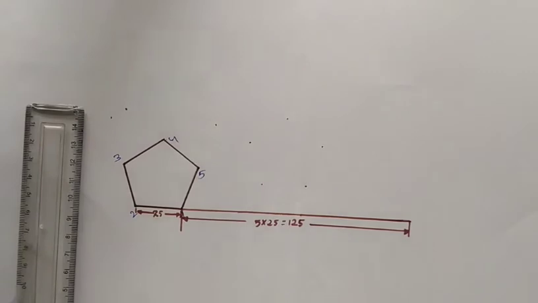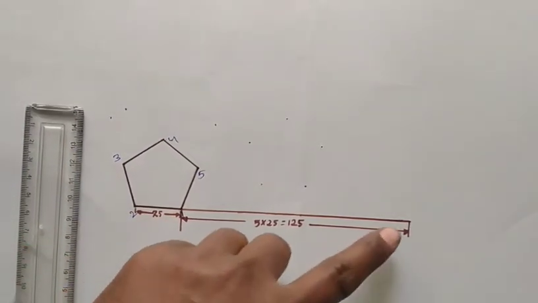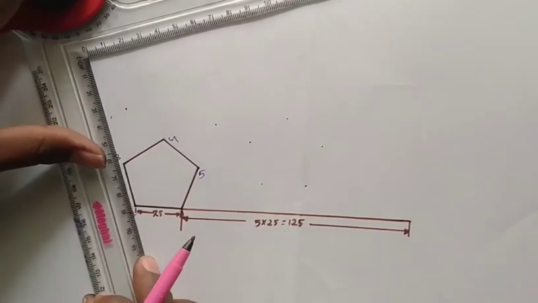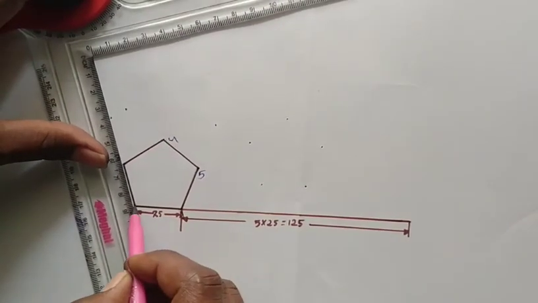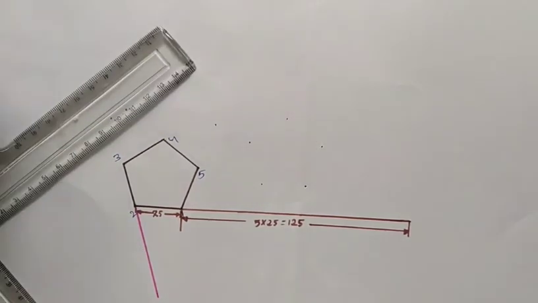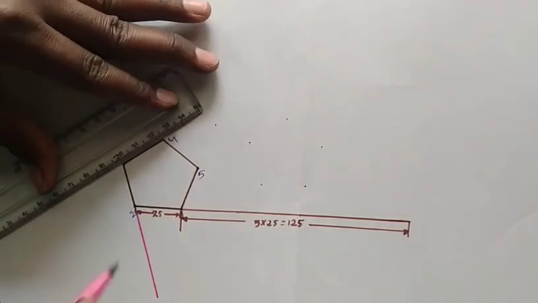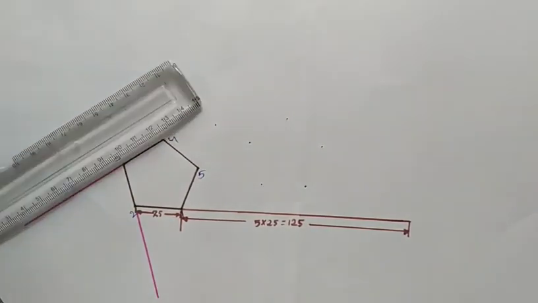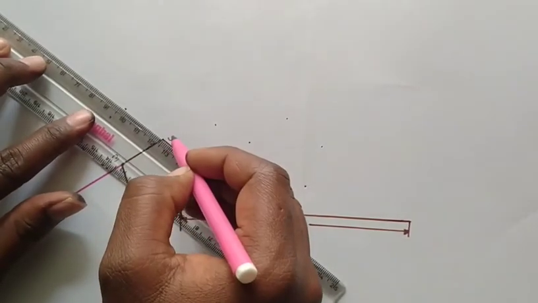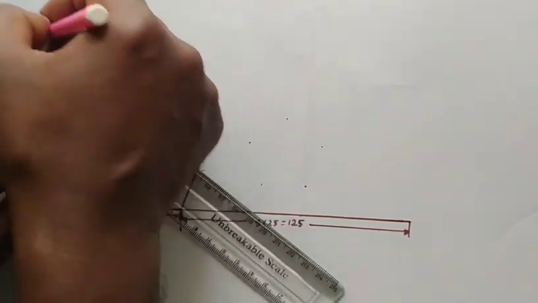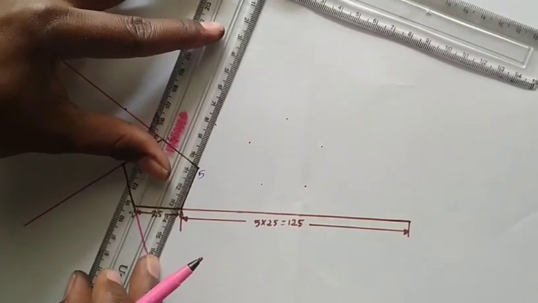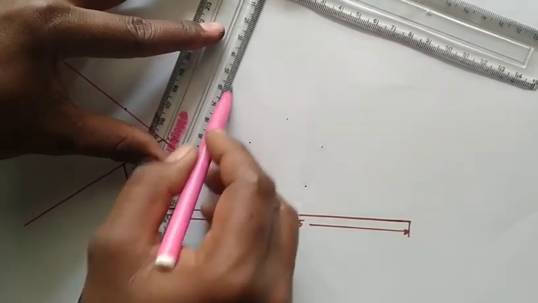Let's extend this side. This is the 1 2 extension line, which is equal to the circumference of the pentagon. Let's extend this 2 3 side. Next extend this 3 4 side. Next extend this 4 5 side. Extend this 5 1 side, or 1 5 side.